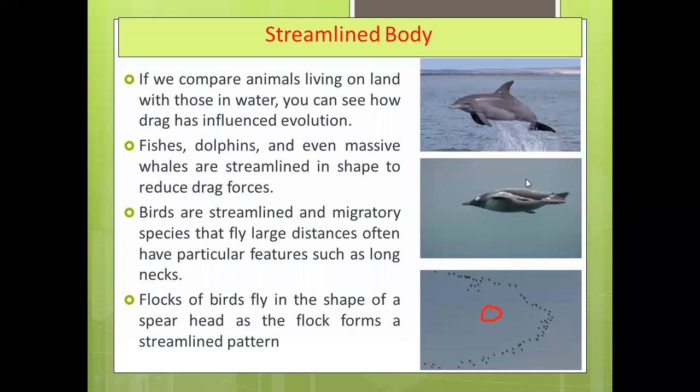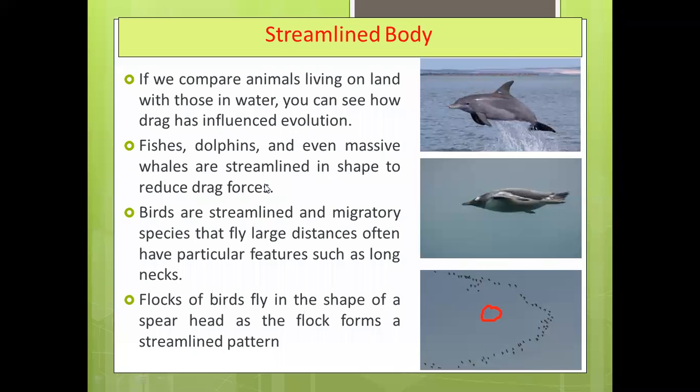If you compare the animals living on the land with those in water, you can see how drag has influenced the evolution. So we can see that fishes, dolphins and even mammals are streamlined in shape to reduce the drag force. Birds are streamlined and migratory species that fly large distances often have particular features such as long neck.